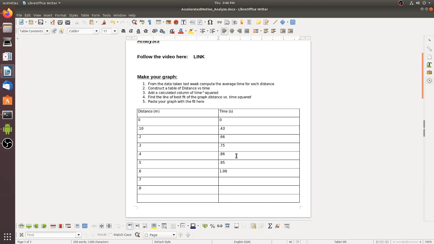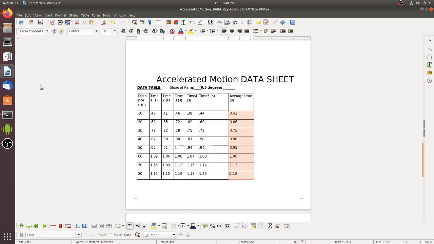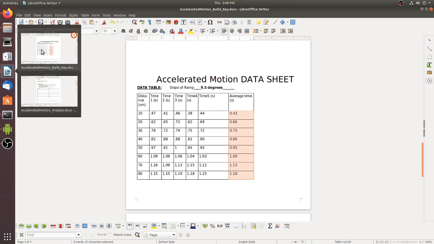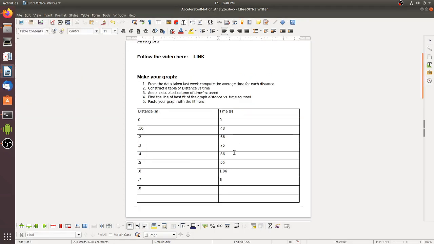Notice that these times are shorter than yours, but notice that they're not a factor of 2 shorter. Okay, need 2 more. 1.13, 1.18.